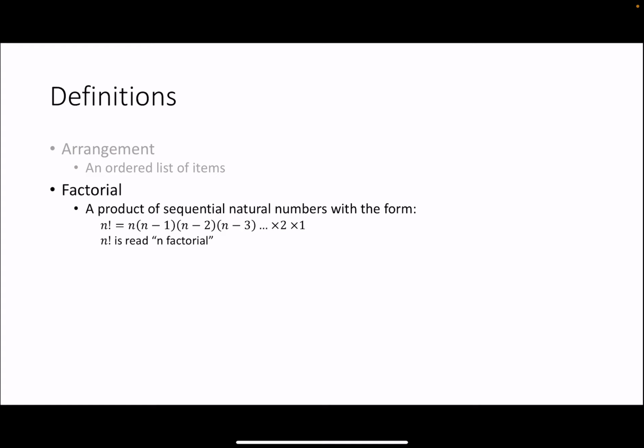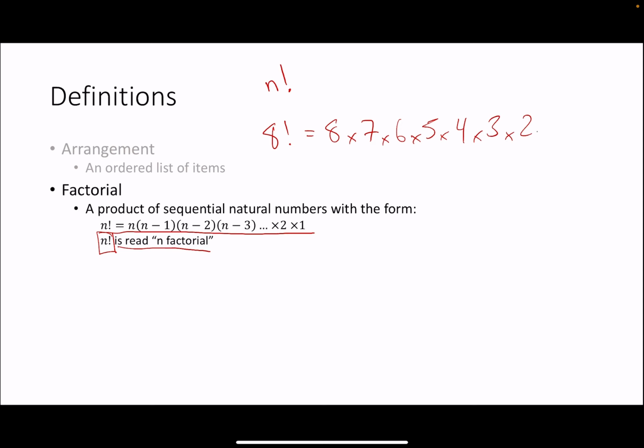times n minus 2. Now if you're not sure what this means, by the way, n exclamation mark is read n factorial. Okay? So let's take a look at this for a second before we move forward. Let's say we have n factorial. Let's give an example. 8 factorial is equal to 8 times 7 times 6 times 5 times 4 times 3 times 2 times 1. 5 factorial is equal to 5 times 4 times 3 times 2 times 1.